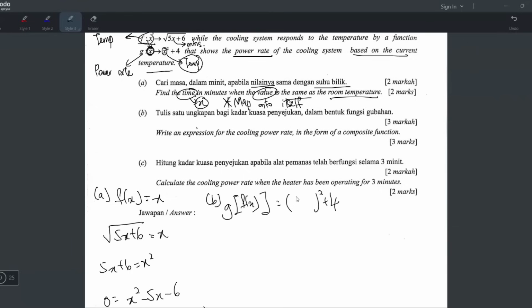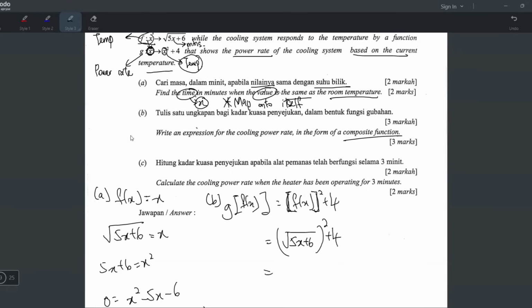But instead of writing x squared, you write f(x) squared plus 4, like that. Of course, this one you have to use big brackets. So now the f(x), you sub in this square root of 5x plus 6. I think this is what they mean by composite function, right? Just do g(f(x)), and then bracket, square, and then plus 4.